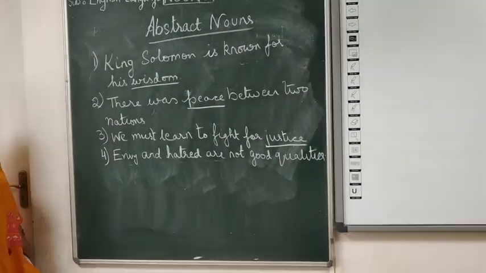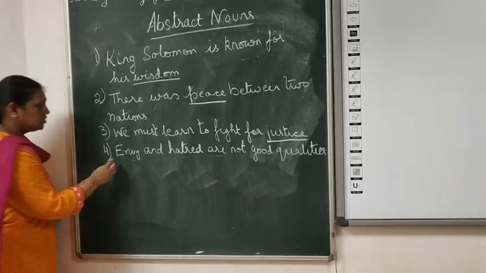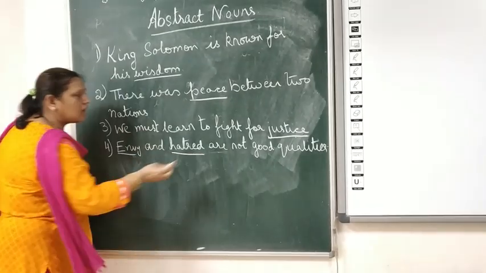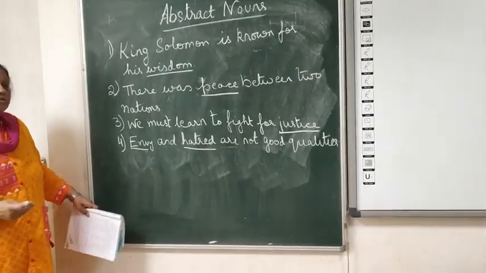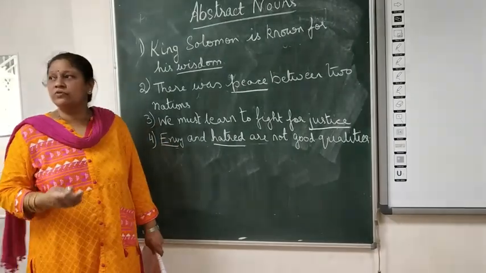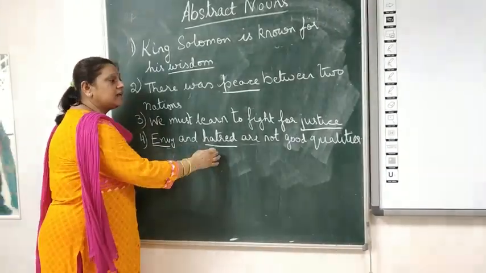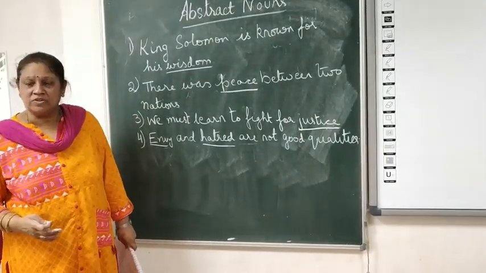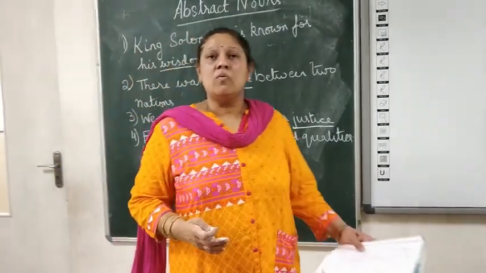Envy and hatred are not good qualities. So envy and hatred are abstract nouns because we cannot see them. We can just feel these qualities of a person. So envy and hatred are abstract nouns. This is how we complete all the nouns.